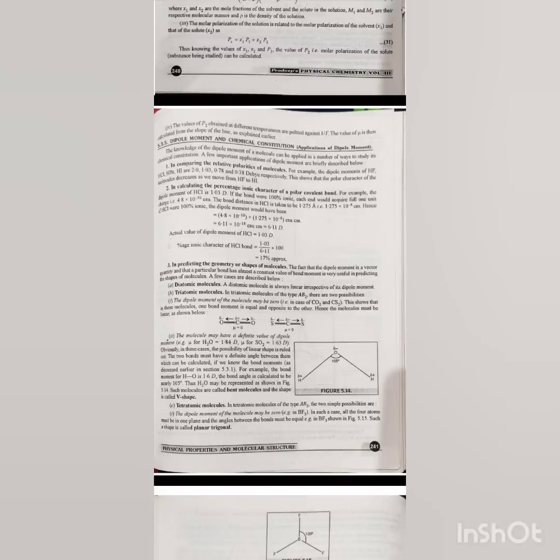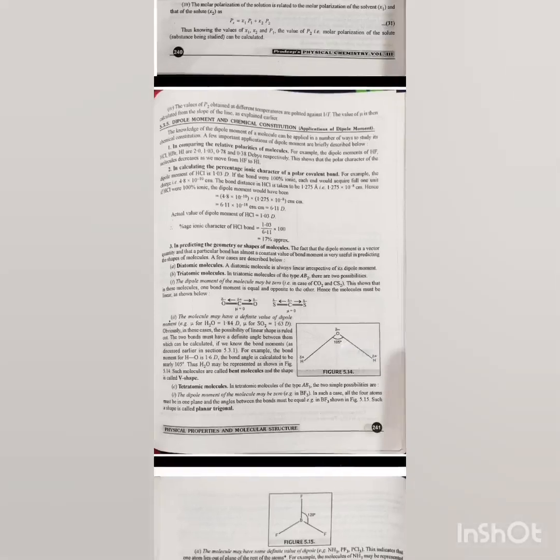Second, the molecules may have a definite value of dipole moment, that is mu for H2O is 1.84 D, mu for SO2 is 1.63 D. Obviously, in these cases, the possibility of linear shape is ruled out. The two bonds must have a definite angle between them, which can be calculated if we know the bond moments as discussed earlier in section 5.3.1.